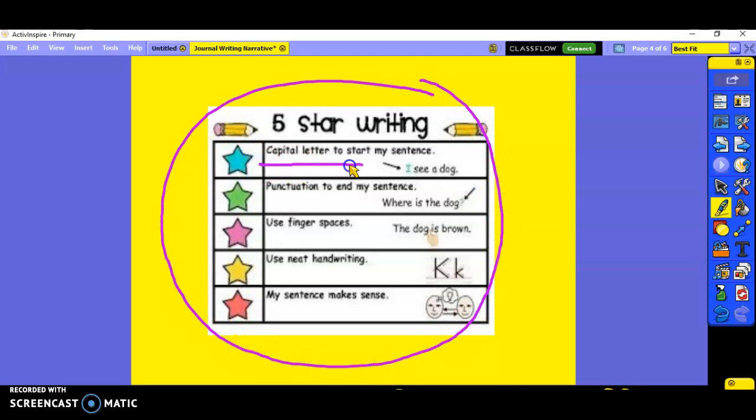Now, I also would like you to use your 5-star writing and go back and check for your capital letters at the start of your sentence, your punctuation to end your sentence, your finger spaces, your neat handwriting, and my sentence makes sense. Do your sentences make sense?